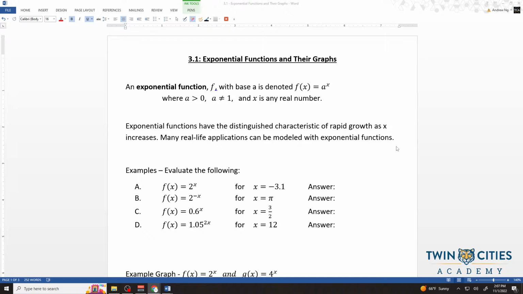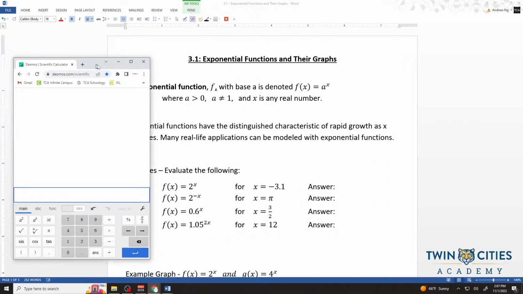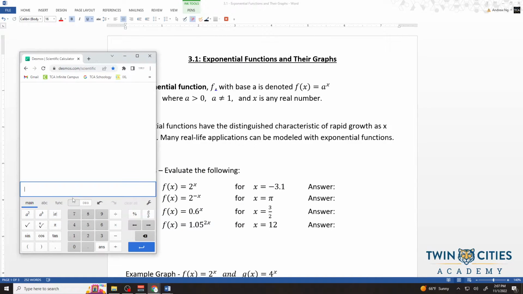So what we're going to do is we're just going to plug some stuff into a calculator first to kind of get an idea of how to do that, and then we'll take a look at some graphs. So these first four examples, I've got f of x equals 2 to the x, and I'm going to plug in for x equals negative 3.1. So let me bring in Desmos over here. And we're just going to type in 2 to the x, 2 to the, and then instead of x, we're going to replace that with negative 3.1.